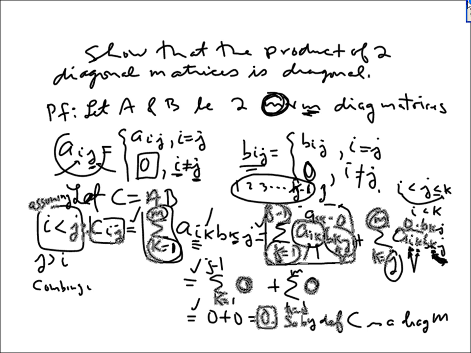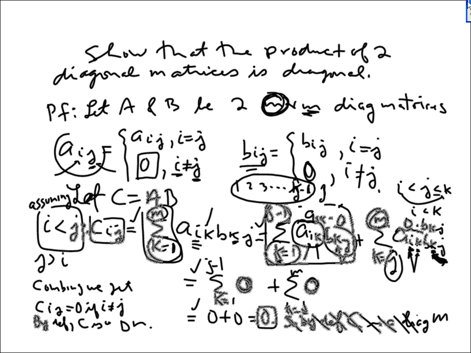Combining, we get Cij is equal to 0 if i is not j. By definition, C is a diagonal matrix, and I do want to say one thing. I should not have said that here. I want to remove it.